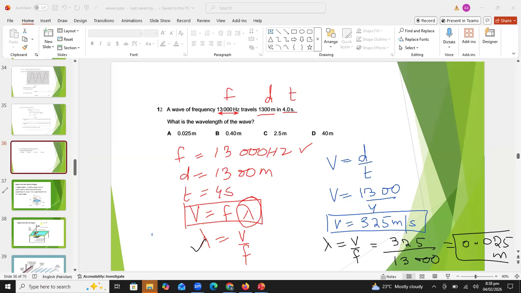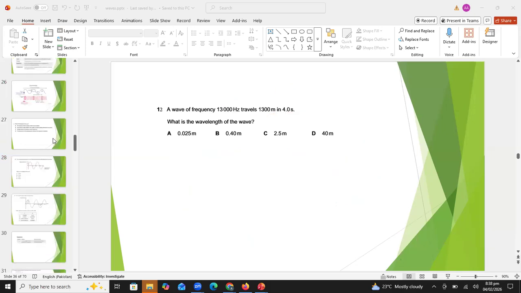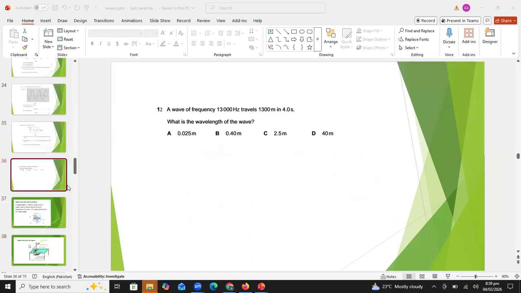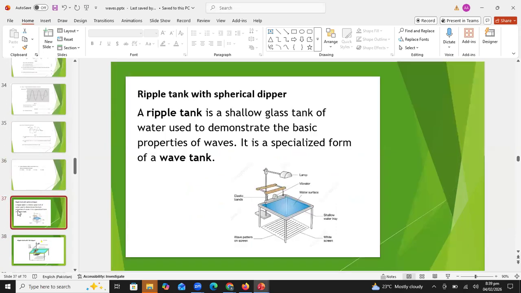All right. Now, students, we have done enough practice of past paper questions of this topic, that is characteristics of wave. Now, I'm moving towards the next topic, that is ripple tank. This topic is newly added in your syllabus and this topic is very, very important.